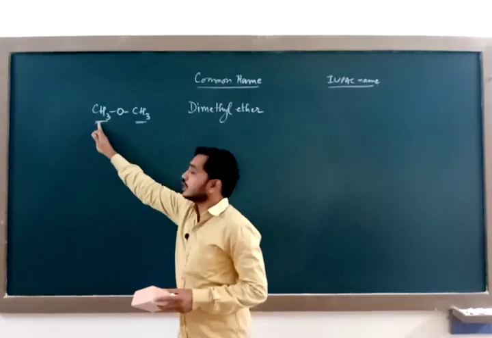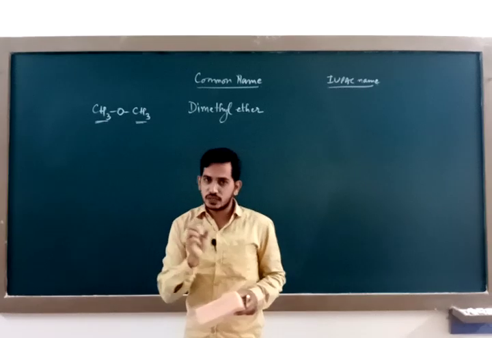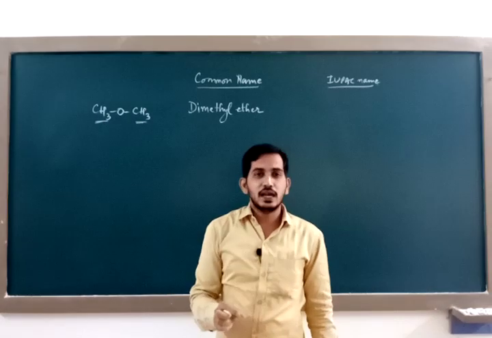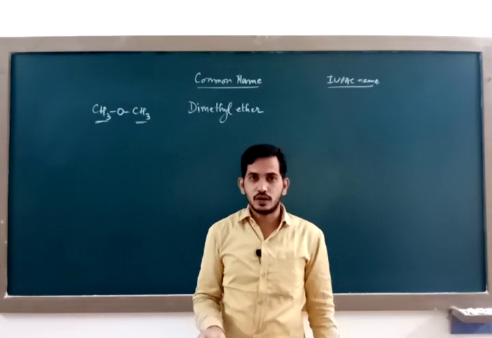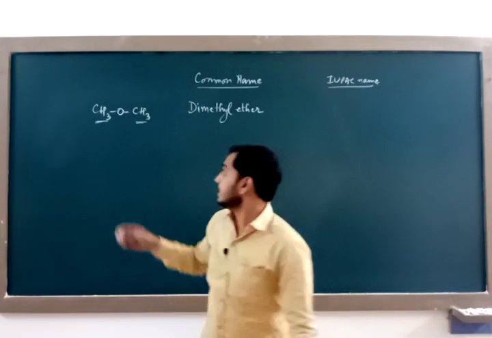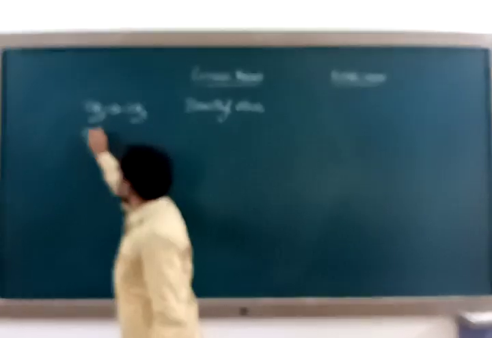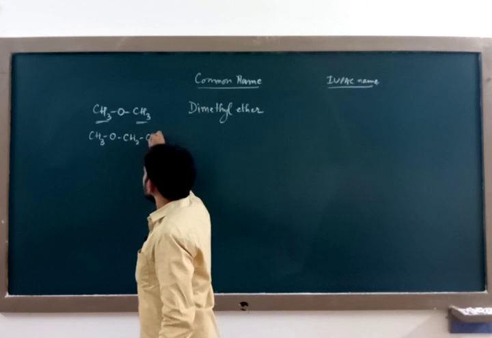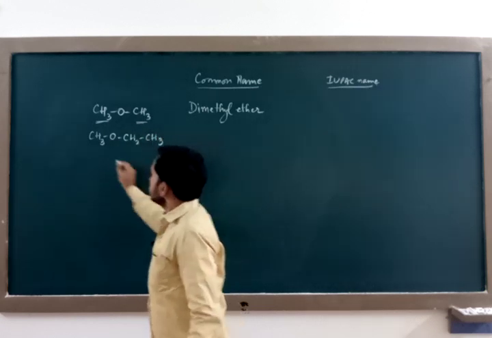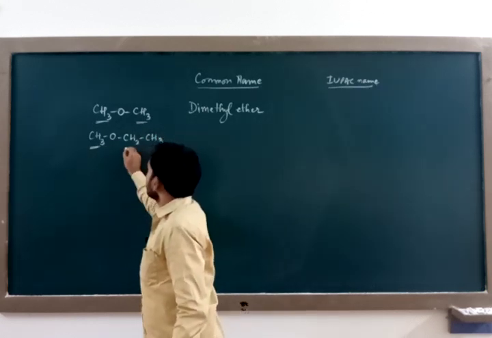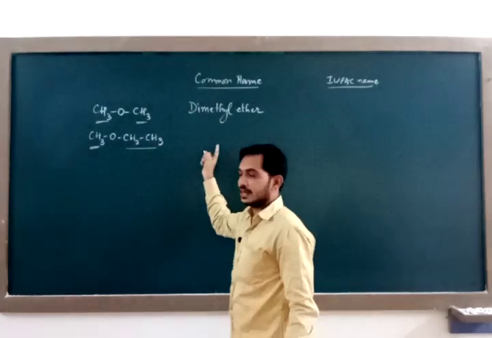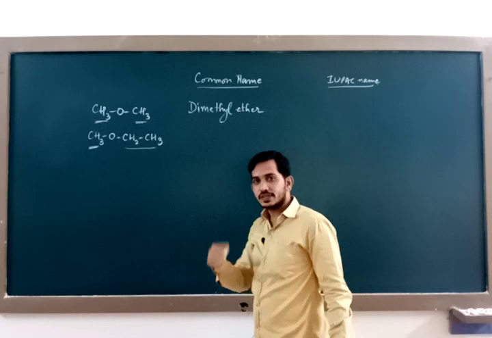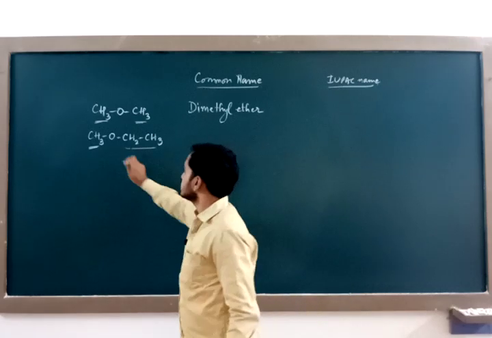If the two alkyl groups or aryl groups attached to the oxygen atom are different, then whichever alkyl group comes first in alphabetical order should be written first. Like in this example, see, CH3OCH2CH3. This group is methyl, this group is ethyl. So you cannot write the name as methyl ethyl ether. Which alkyl group comes first in alphabetical order? This group.